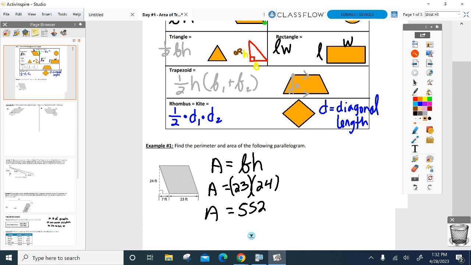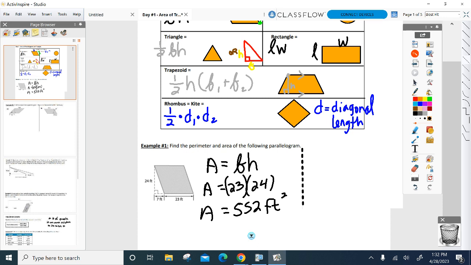Now, I'm still sticking to my rule all year long. I don't care about units because on the regions we don't take off if you don't put them. But if you are putting units, I will take off if they're written incorrectly. It's just not feet. We're doing area now. Feet squared, square feet, yes. So if you are going to put units, put the correct ones.